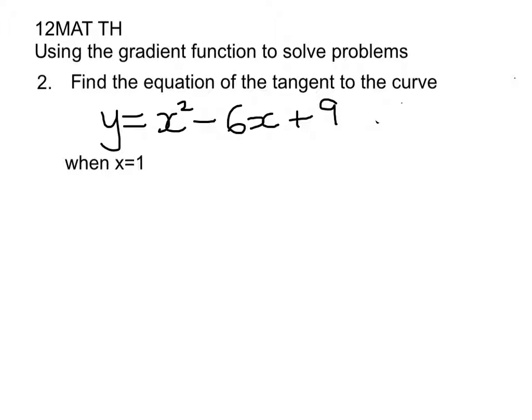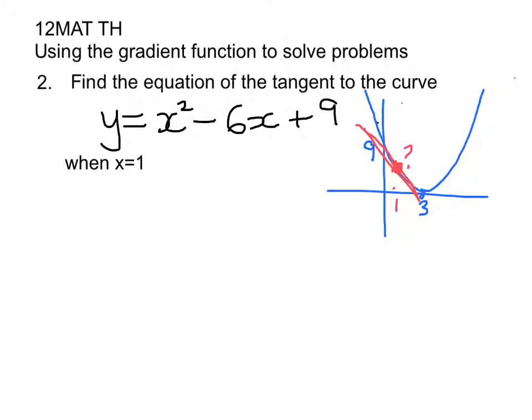Right, this time we're going to find the equation of the tangent to the curve. So we're using the same curve. So again, here we go. It's y equals x squared minus 6x plus 9. Touches the tangent here. And we're looking for what's the equation of the tangent to the curve when x equals 1. So there's 1 there. So we're looking for the equation of a straight line at this point here. We have to figure out what that is. And we can tell it's going to have a negative slope.